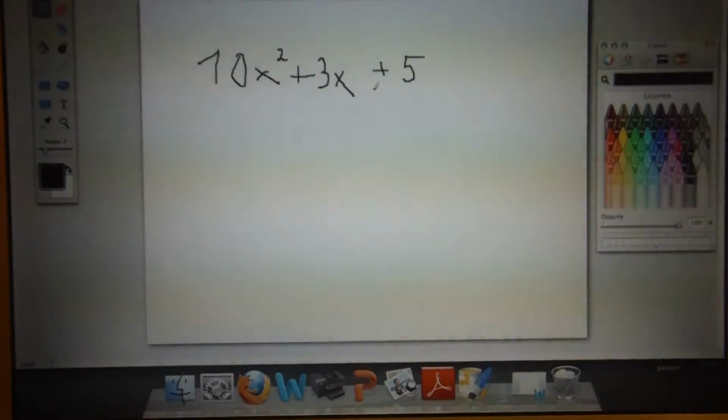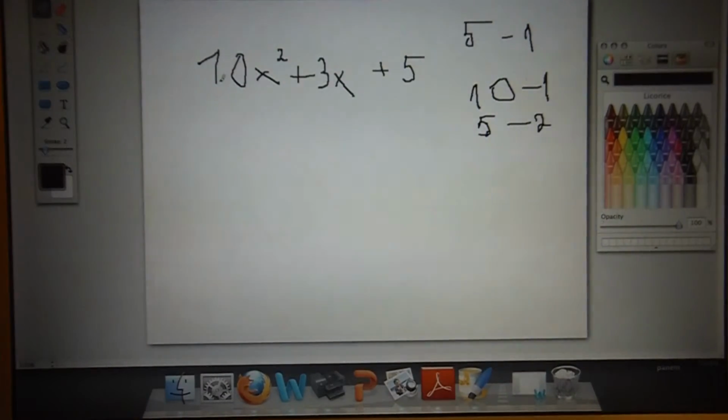Okay, so which multiples does 5 have? That's 5 and 1, and that's it. Which multiples does 10 have? 10 and 1 and 5 and 2. Let's say we have 5x and 2x.